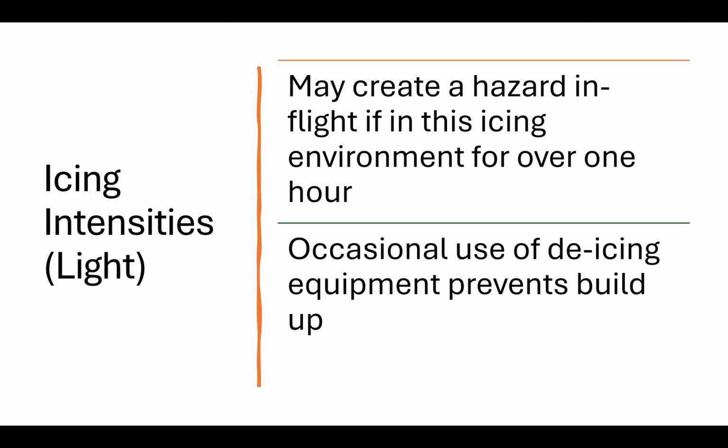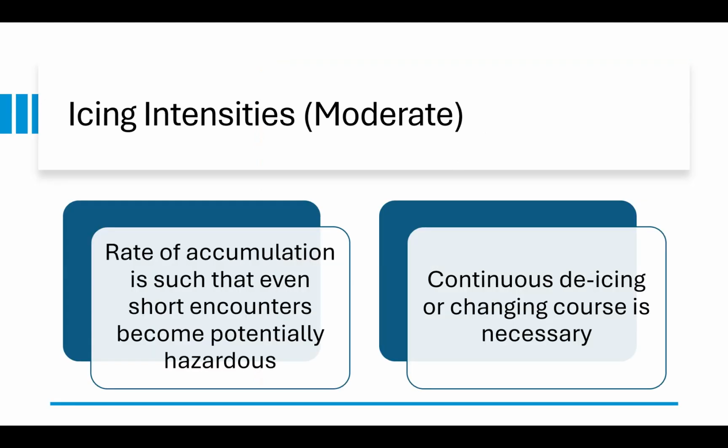For light icing, now this may create a hazard in flight if it is in this icing environment for over an hour. Occasional use of de-icing equipment prevents buildup of it, so this is where you use that de-icing equipment occasionally. For moderate icing, this is a case where the rate of accumulation is such that even short encounters become hazardous to an aircraft. Continuous de-icing or changing course is necessary in this case.